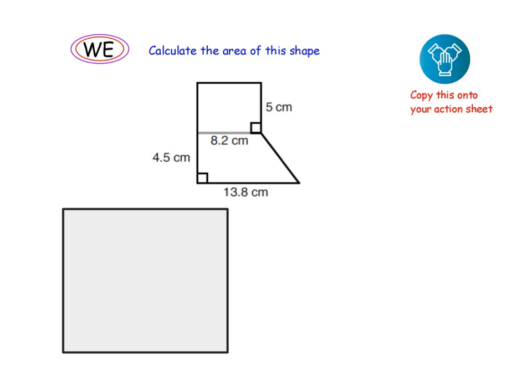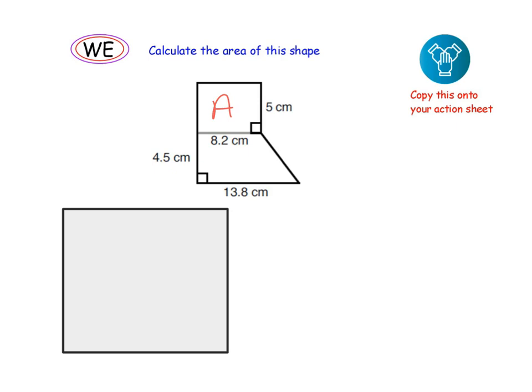Okay, here's our worked example. Calculate the area of this shape. Now there's a nice little grey dividing line going across here to help us. So I'm going to call shape A this nice little rectangle at the top, which is 8.2 times 5 for its area. We'll go through that in detail in a moment.